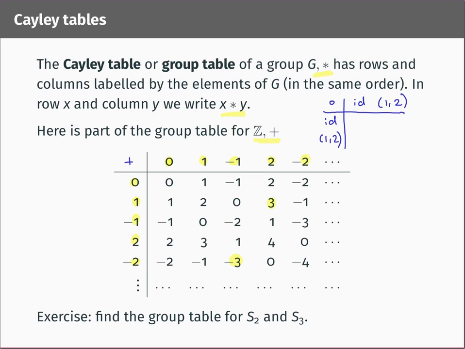And then row 1 is the row of the identity operation. So of course, row 1 is just going to look like the labels for the columns, because composing with the identity doesn't do anything. And of course, column 1 will look the same because composing on the right with the identity doesn't do anything. And the only interesting element in this group table is what goes in the bottom right entry. So in there goes (1 2) composed with (1 2), and of course that's the identity. So in there we put the identity. So there's the complete group table for S2, and you should have a go at S3 next.